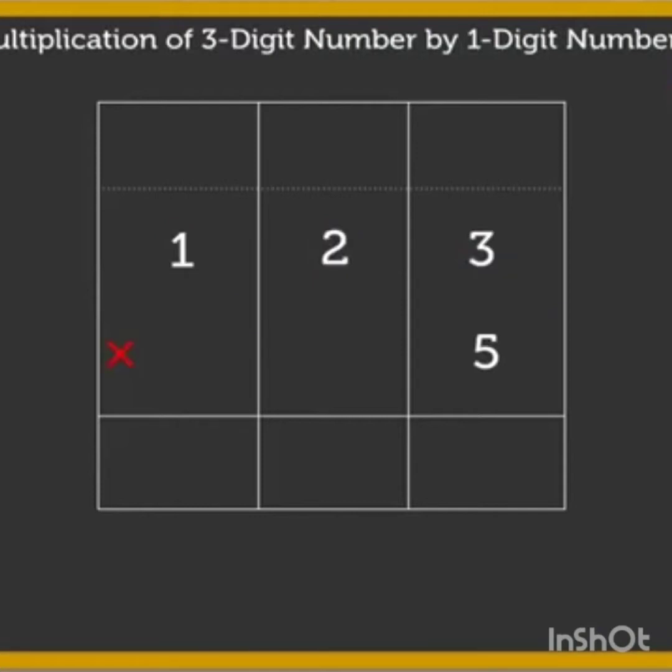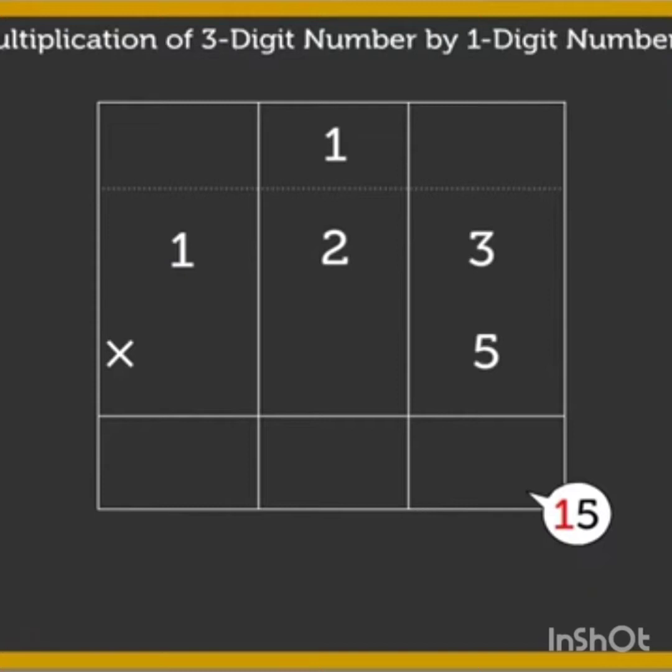So, first you write the three-digit number on the basis of their place value. Okay, 123 into 5. Here 123 is a multiplicand and 5 is the multiplier. In the first step, you have to multiply the digit at the ones column. Here at the ones place the digits are 3 and 5. So we multiply 3 times 5. What is the answer? Yes, 3 times 5 is equal to 15.